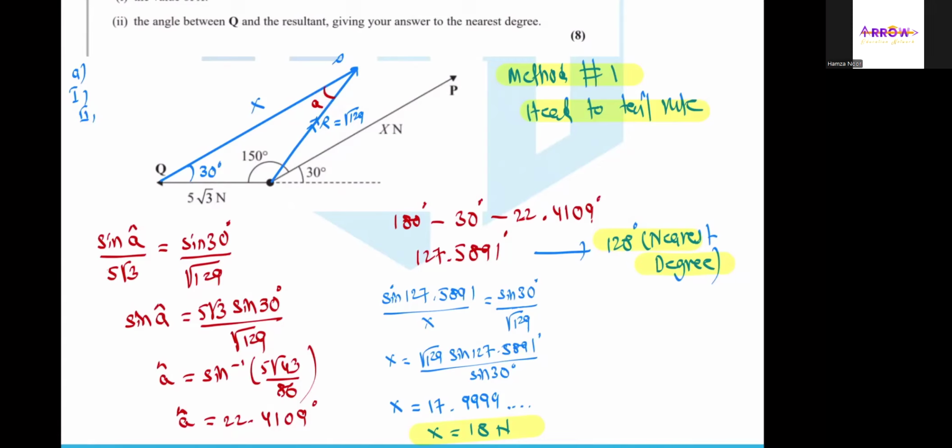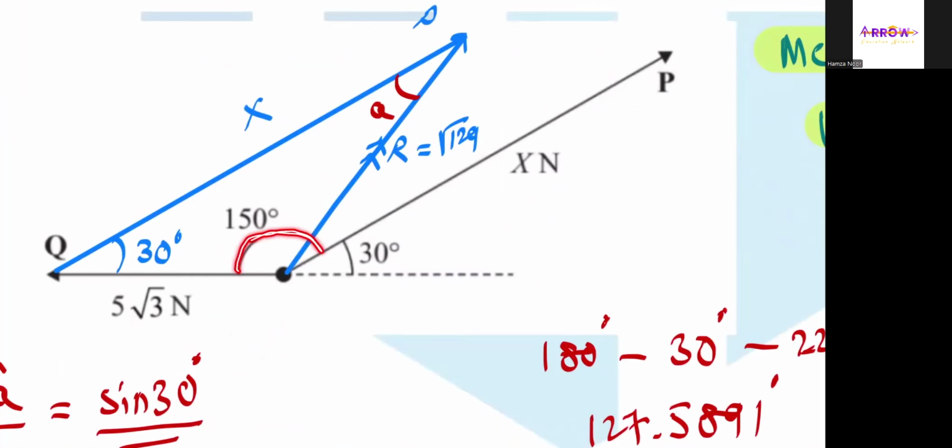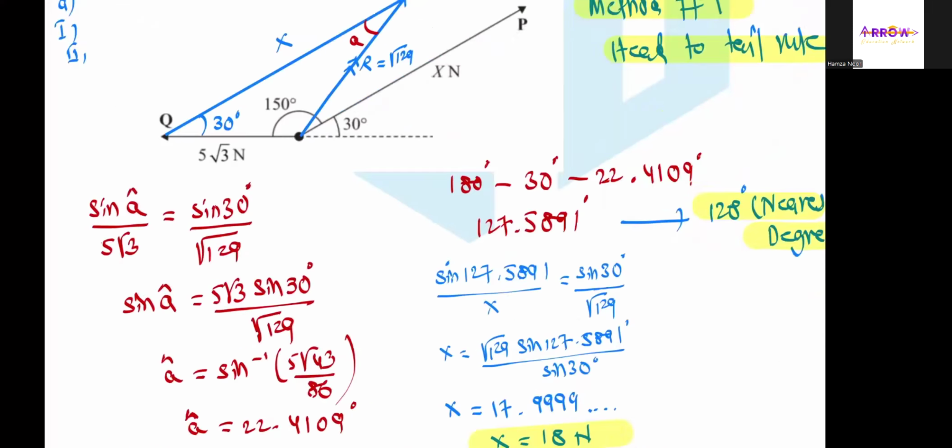Inside one triangle there can be only one obtuse angle. This complete angle is 150. However, this complete angle is not 150. It is less than 150. However, this is still an obtuse angle. So what I'm trying to say is that first I'm going to find this angle A over here.